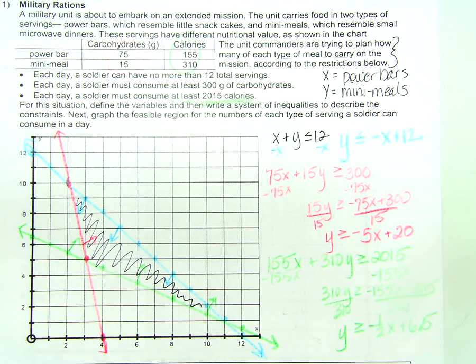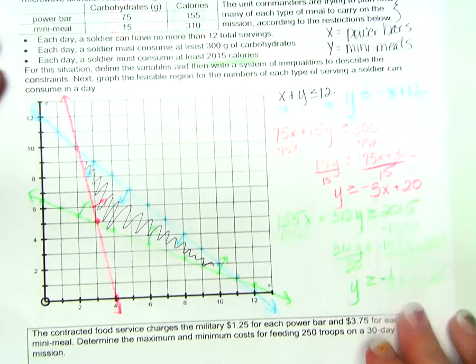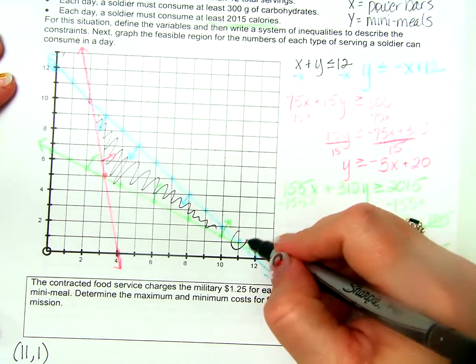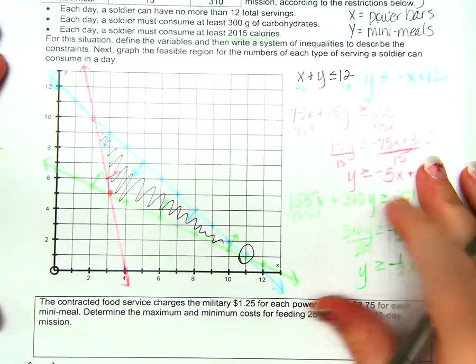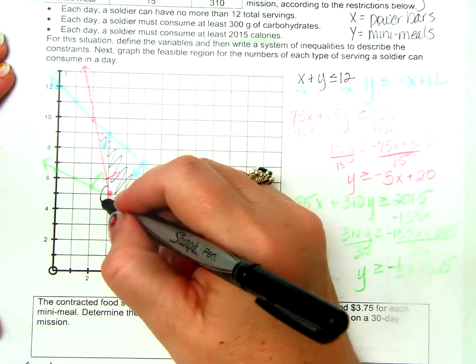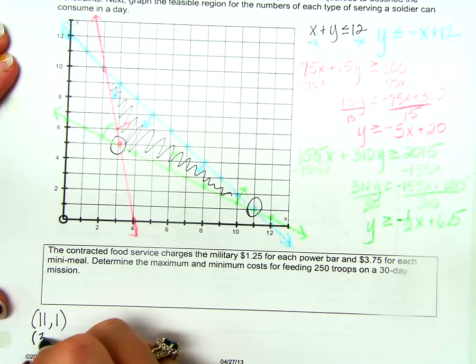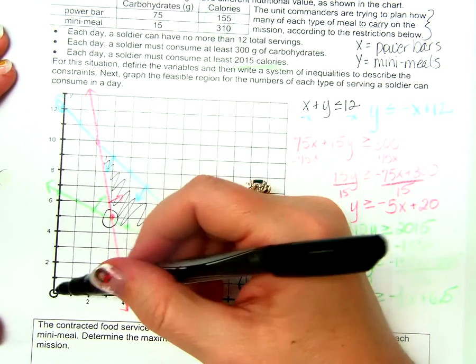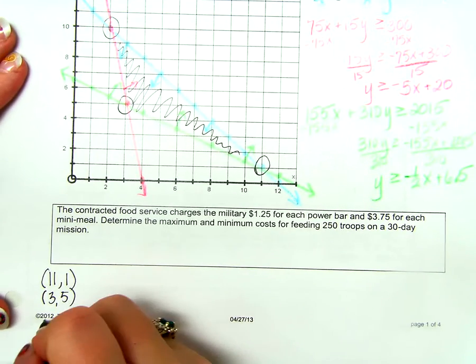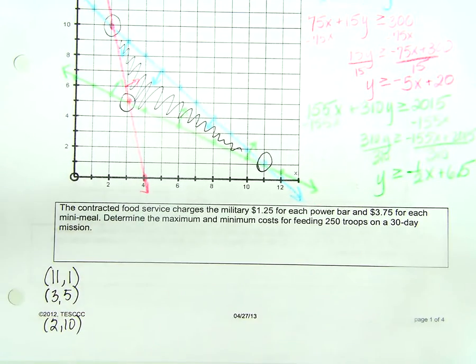Just the vertices. So what are my vertices? One is this one, right? 3, 5 is this one. And what did you say? 2, 10 would be that one. Okay.